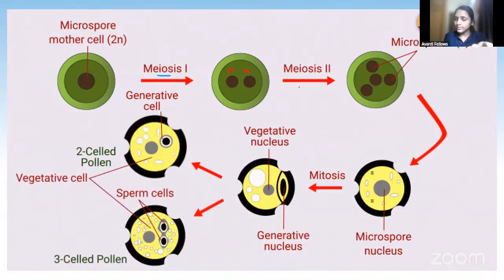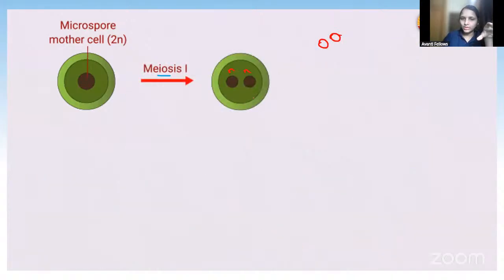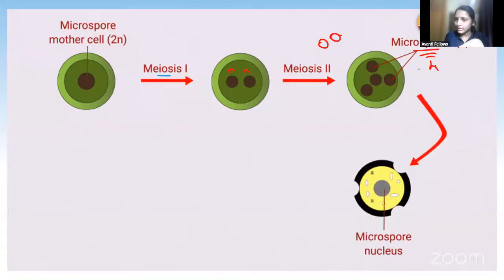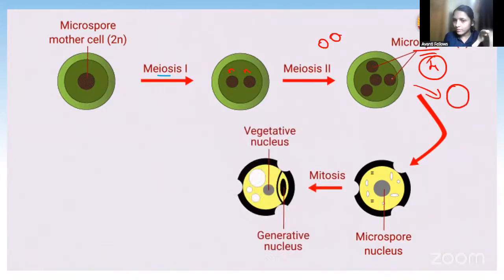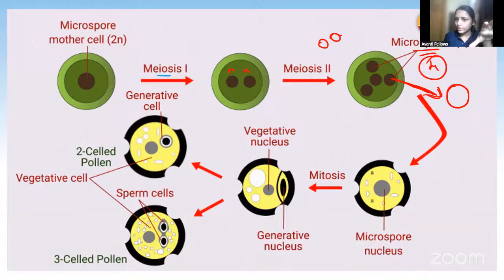Now, in meiosis 2, these 2 cells again divide and finally give 4 cells, right? 4 microspores. You got the 4 microspores. Now, of these 4 microspores, I am taking only 1. See here, guys, I can't take every microspore and explain, right? So that's why we are taking only 1 microspore.